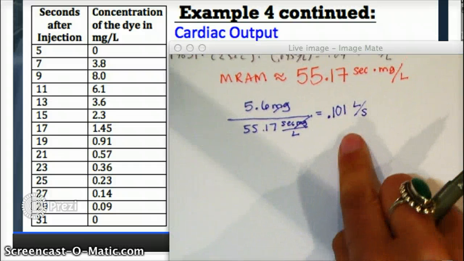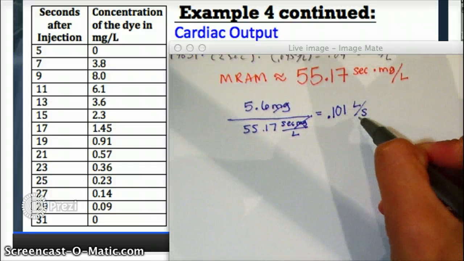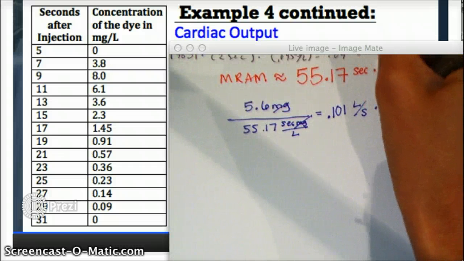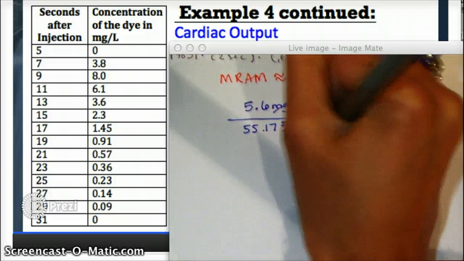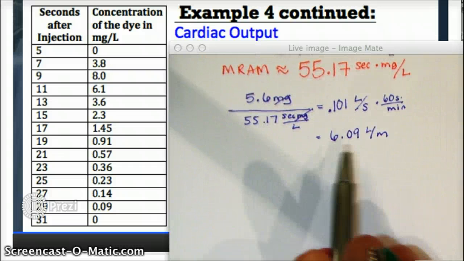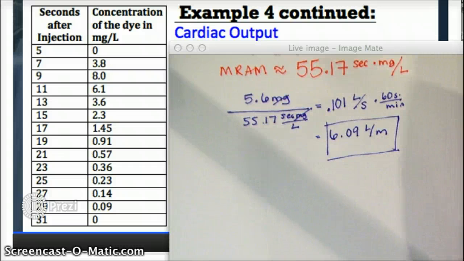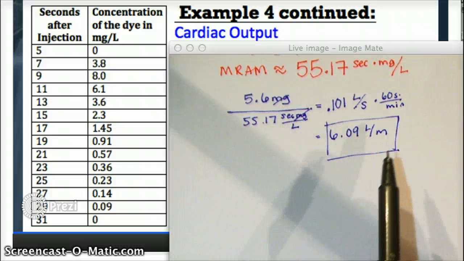And that's super close to what we want for cardiac output. We'd really rather have it in minutes. So if I just multiply this times the conversion factor, 60 seconds per minute, I end up with 6.09 liters per minute. And that's the cardiac output. You can think of it as the total amount that this heart has pumped through.